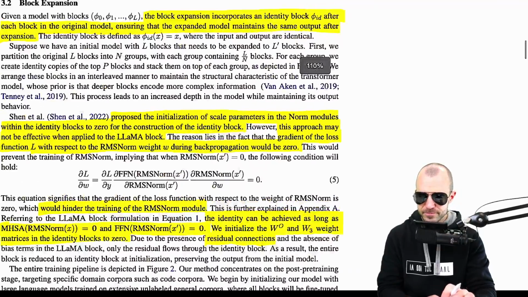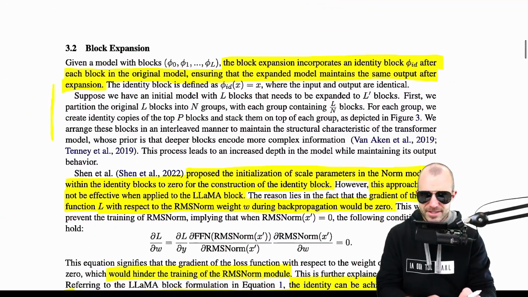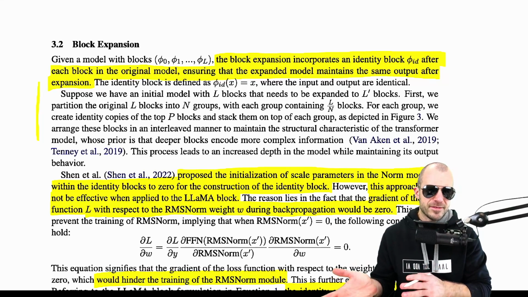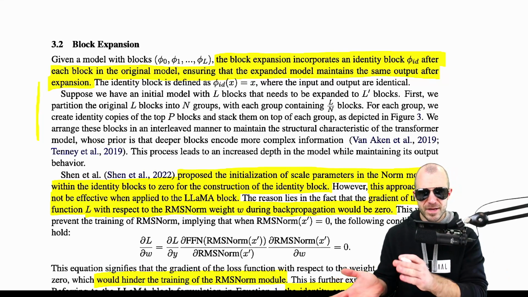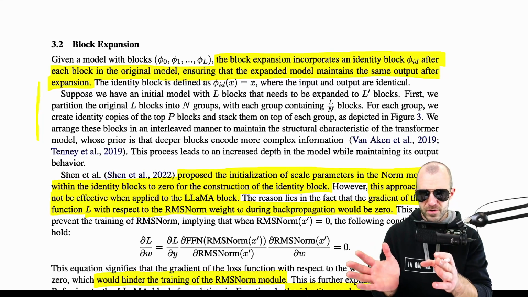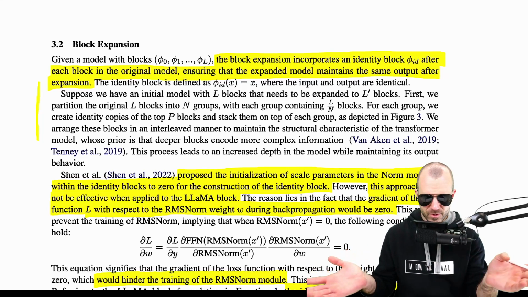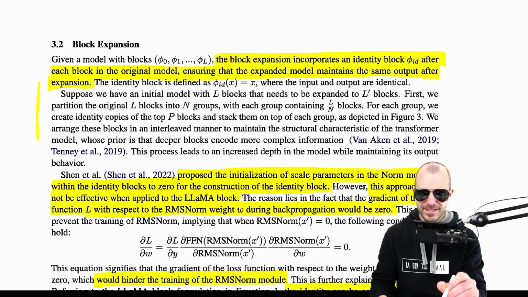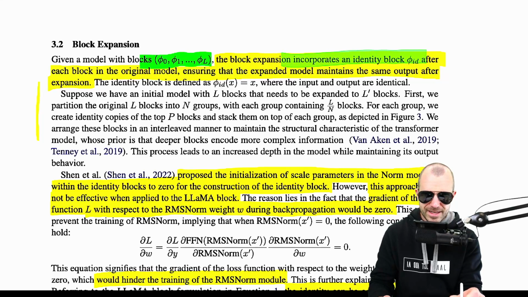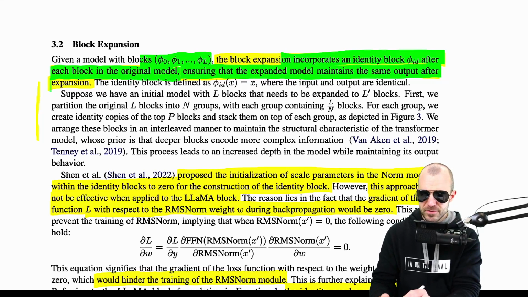In any case, I found this funny because I already told you they don't expand every single block they find. They only expand every fourth or something like this ultimately. So they make 4 blocks into 5 blocks by copying the last one, I guess. But here, they start out saying, given a model with blocks such and such, the block expansion incorporates an identity block after each block in the original model, ensuring that the expanded model maintains the same output. For expansion, the identity block is defined as this.